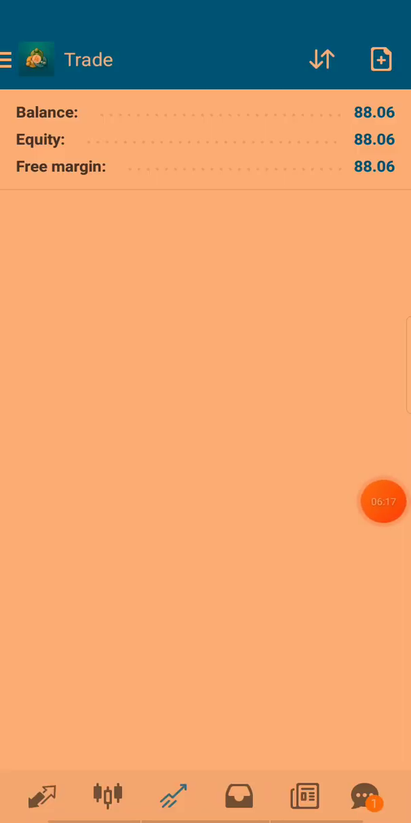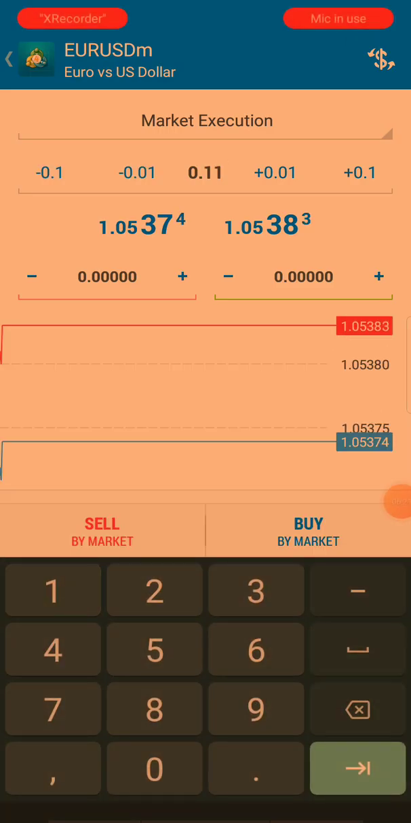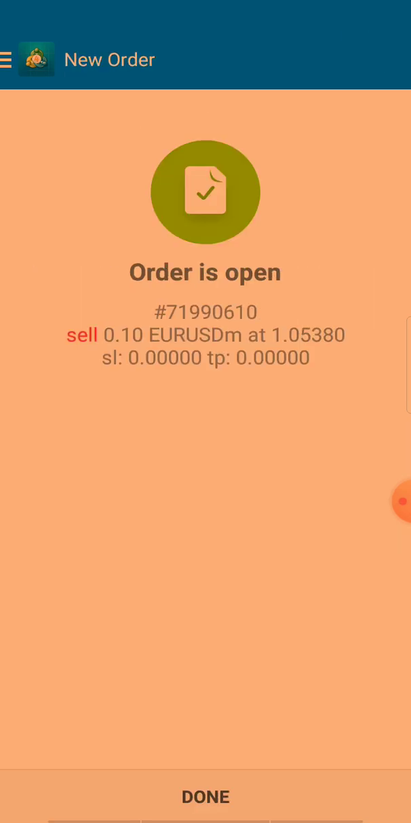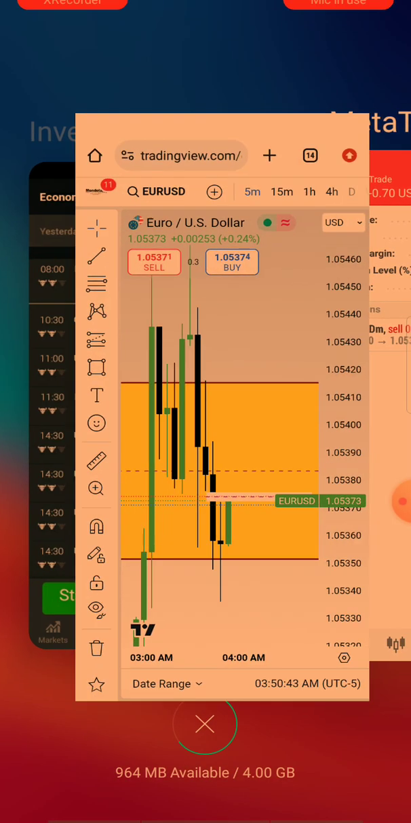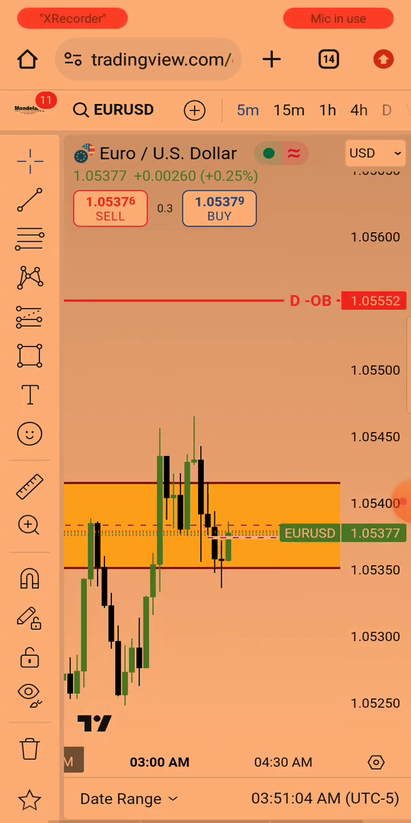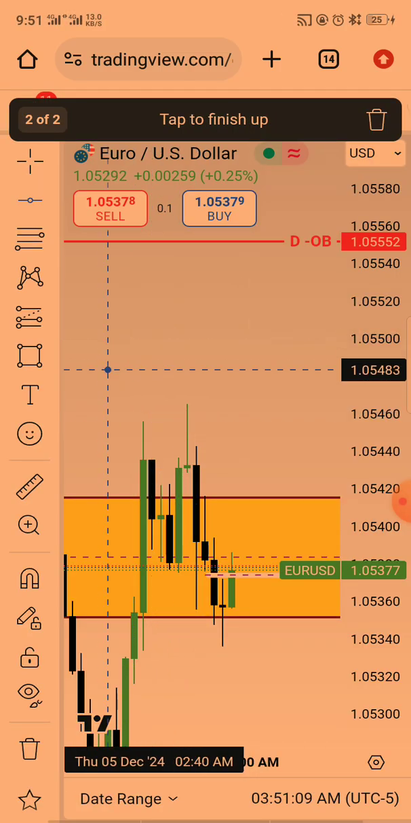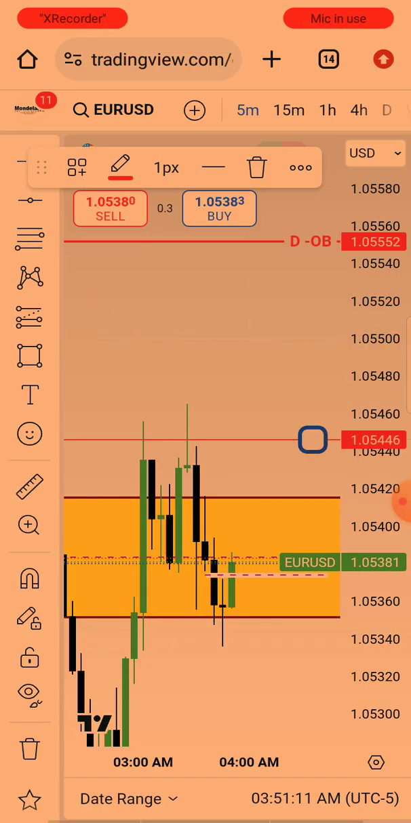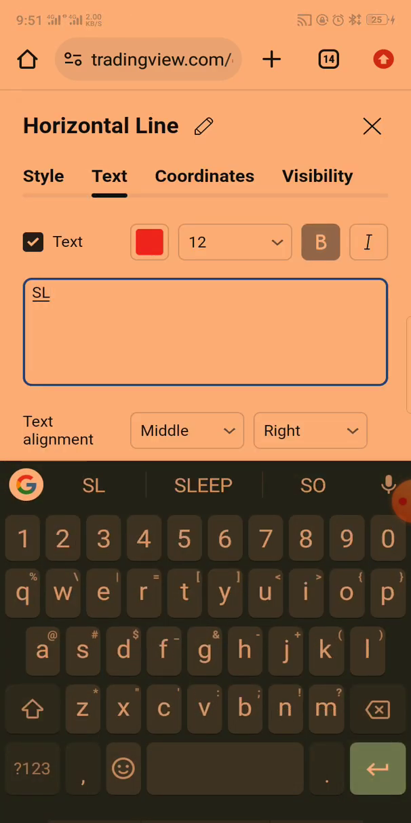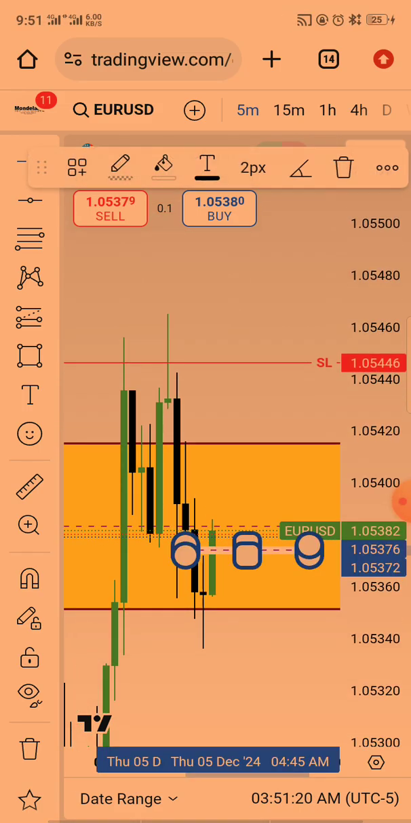Okay, this is my MT4. I'm going with a mini lot size. So where will my stop loss be now as I am in? My stop loss should be above this high right here. Let me put it. SA. When I say SA, that is stop loss. The full meaning is stop loss.